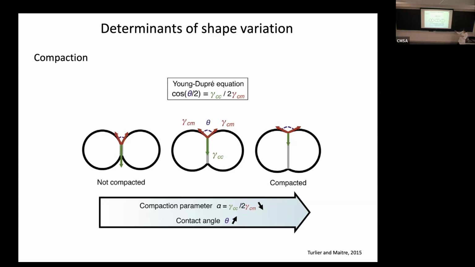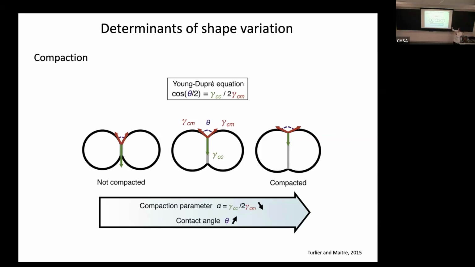And so this is something that Jean-Léon Maître and Hervé Turlier have used as a way to describe the shape of embryonic cells in zebrafish, in mouse, and human. And it's been very useful to model how compaction changes and evolves in these embryos, right? The major point of this is the first of two equations that I have in this talk, the Young-Dupré equation, which is just saying that the angle formed by two cells in contact depends on the balance of tensions occurring at that point of contact, right?